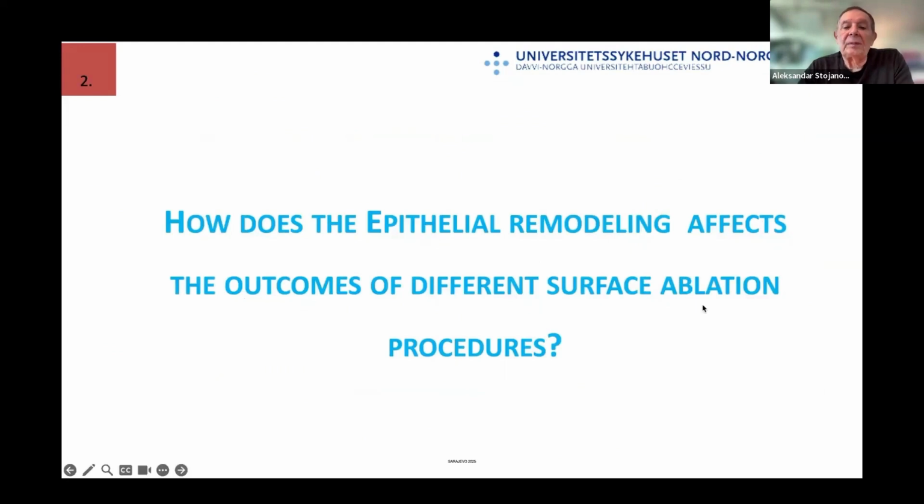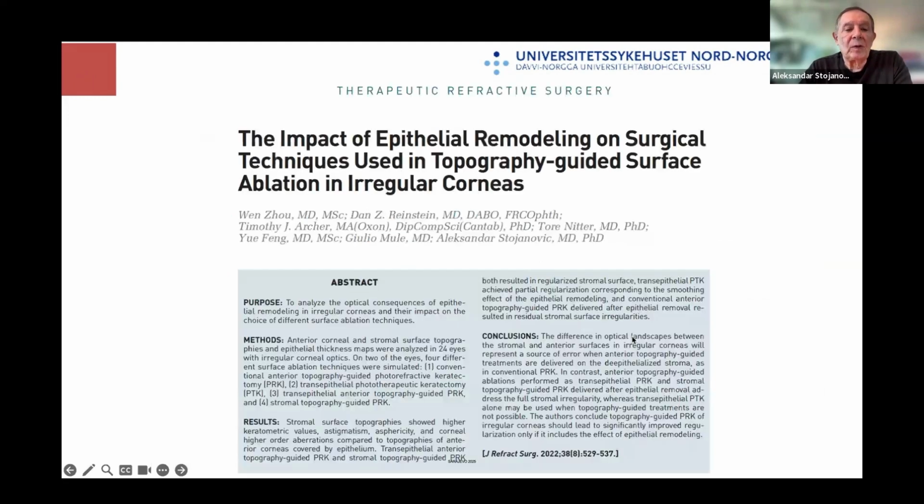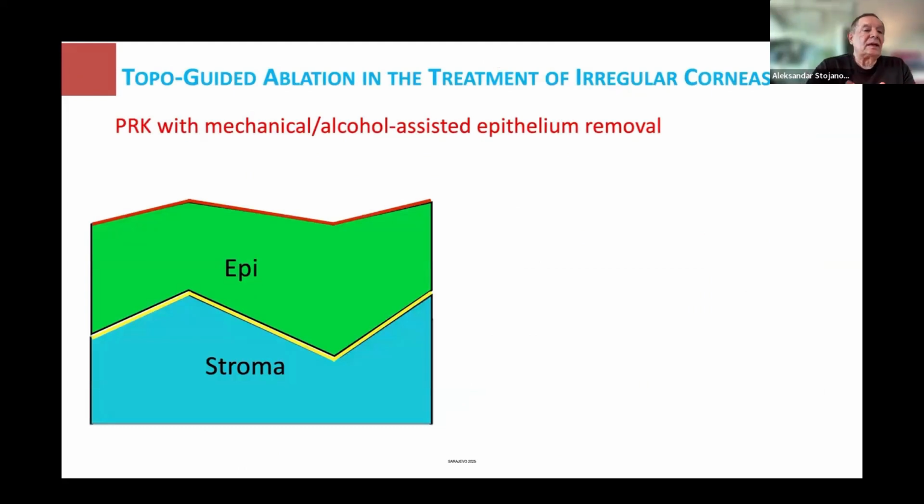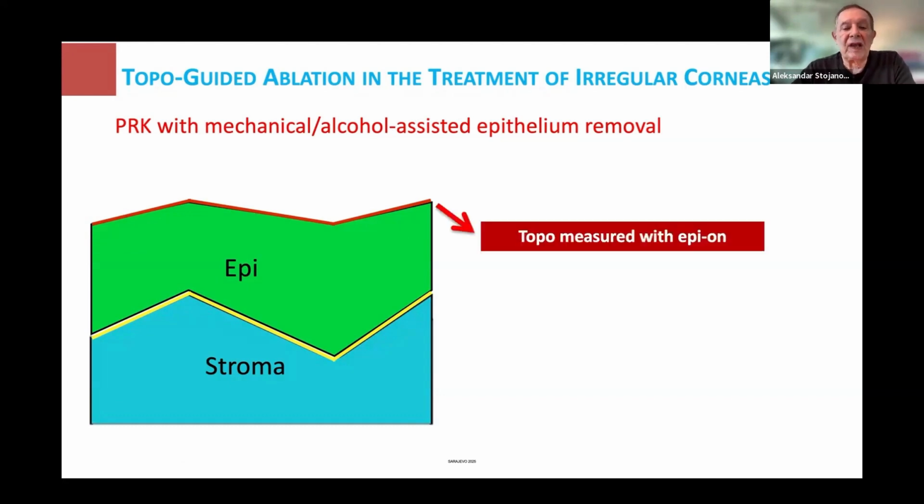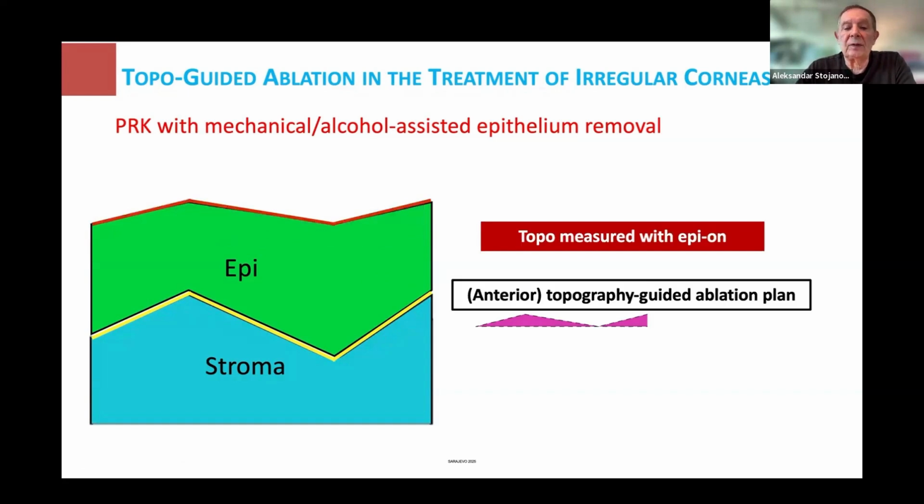So let us look, how does the epithelial remodeling affect the outcomes of different surface ablation procedures? We looked also in this issue and some publication. And let us look what is happening if we do PRK on irregular astigmatism using topo-guided PRK. So we first take a topography, normally with epithelium on, and we design our topography guided ablation plan.